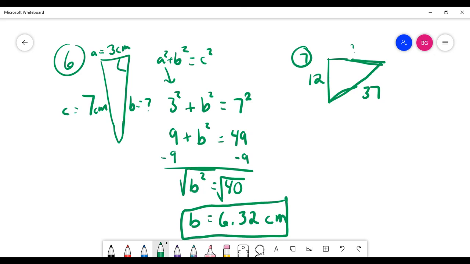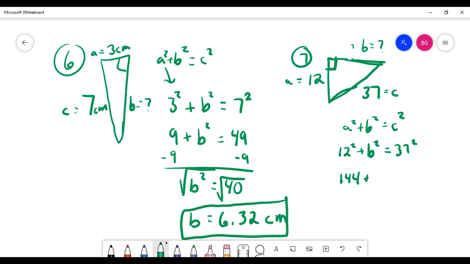All right, so same thing goes here. We should label our sides right away. We have a equals 12. Oh, I forgot to give you the right angle. It's my fault. You want to be able to solve that. But c is going to be 37, and I'm going to leave my b value as the missing one. So we're going to have a squared plus b squared equals c squared again, the Pythagorean theorem. So we're going to have 12 squared plus b squared equals c squared, which is 37 squared. 12 squared is 144 plus b squared equals 37 squared.